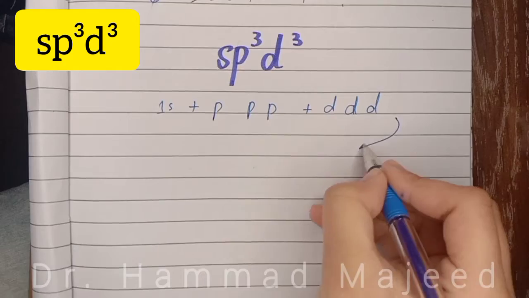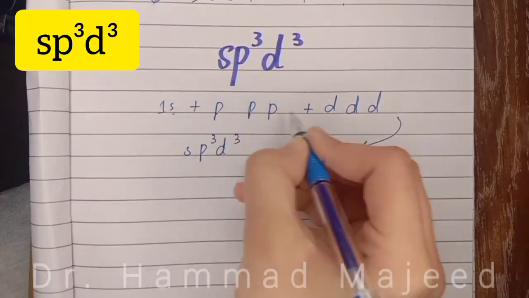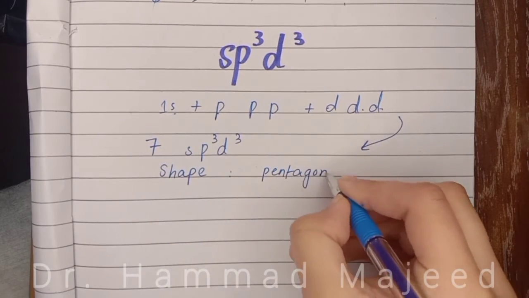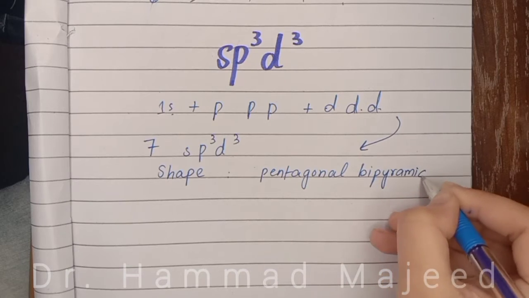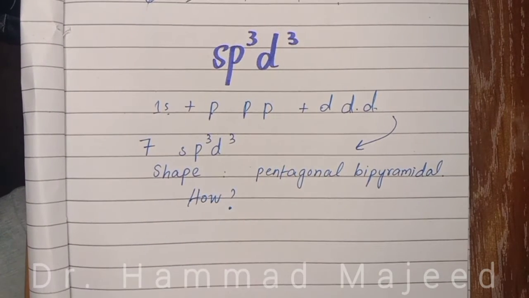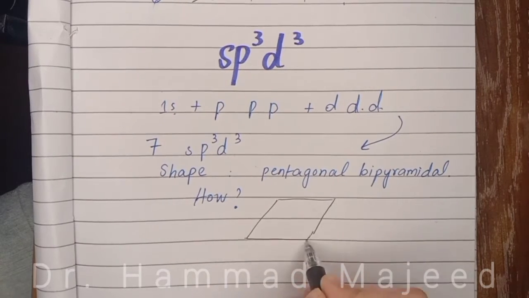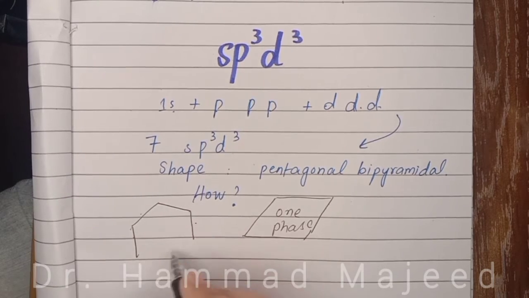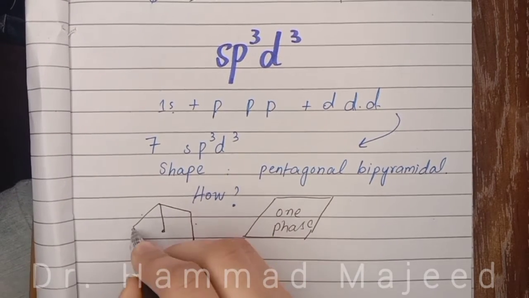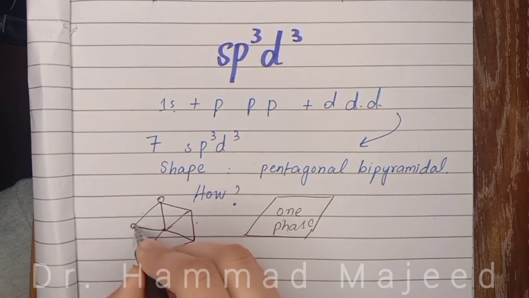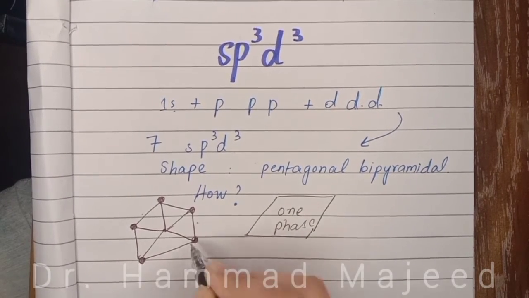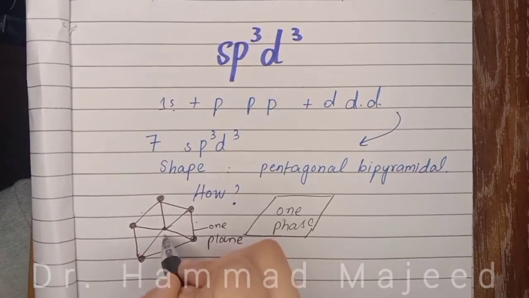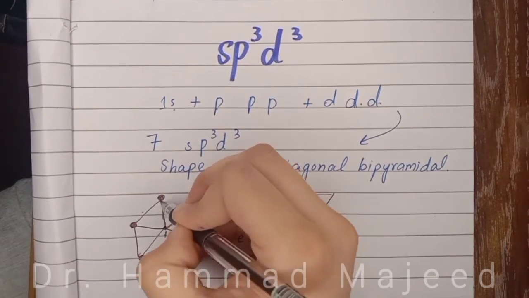Getting towards the sp3d3, the third type of hybridization, in which one s, three p, and three d orbitals intermix to form sp3d3 orbitals. As there is one s, three p, and three d orbitals, the orbital number will be 7. The shape of the hybridized orbital is pentagonal bipyramidal. But the question arises, how? There are 5 orbitals in one plane, and the other 2 are in the other planes.